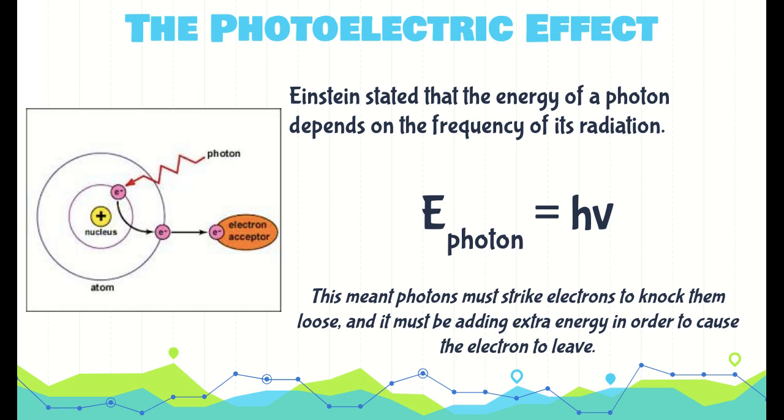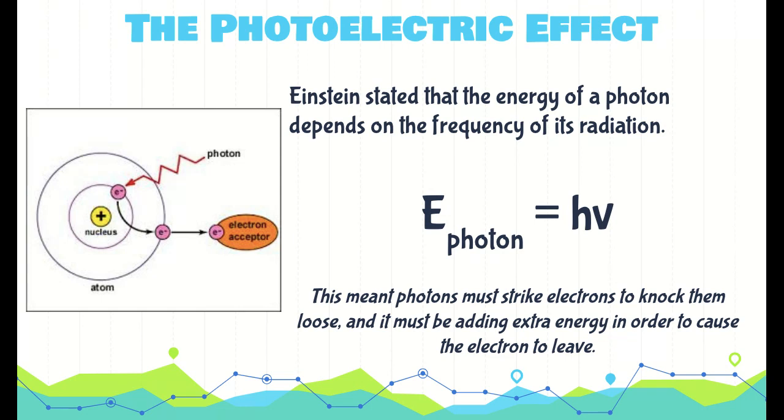He also stated that the energy of a photon depends on the frequency of its radiation. So if you look at this formula, it is very similar to Planck's formula. So again, we still have energy is equal to Planck's constant times the frequency. We just added the subscript here showing that the energy is specifically talking about a photon.